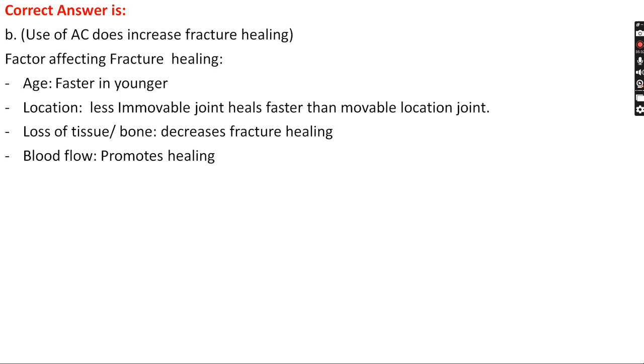Here are the factors that actually affect fracture healing, like age. In a younger animal, the fracture healing process is faster as compared to an older one. Also location: if the fracture occurs in a bone area where we can maintain immovable conditions, it heals faster as compared to movable places. With more loss of tissue and bone, more time will be taken for the fracture to heal. And blood flow actually promotes the healing process.